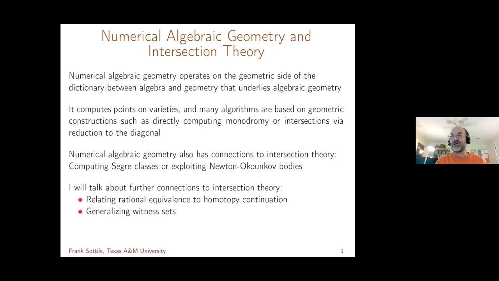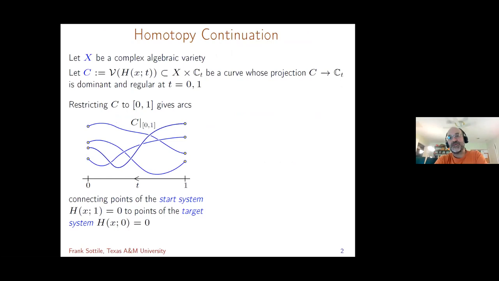And I'm going to talk about some further connections to intersection theory. The first is relating the notion of rational equivalence, which is the equivalence relation in intersection theory, to homotopy continuation, and then generalizing the notion of witness sets in this context. Well, let me explain briefly what homotopy continuation is about.